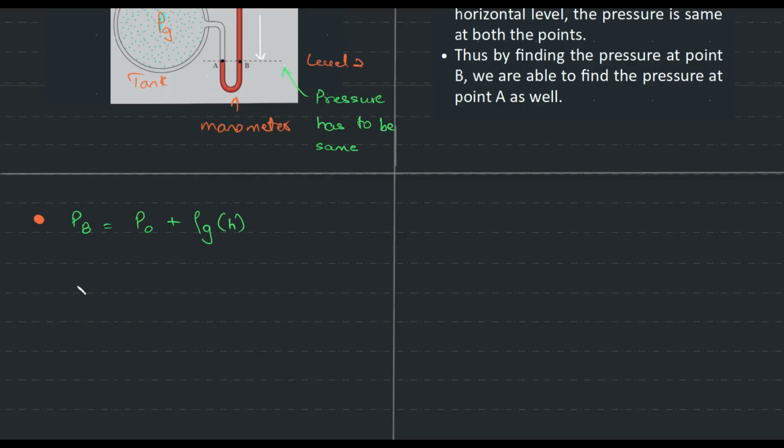Now, PA will be equal to PB plus rho g h. Sorry, not PB, my bad. What am I writing? P naught plus rho g h. Why? As PB, oh, actually, we have written the reason: points A and B are at the same height. And that's your formula.